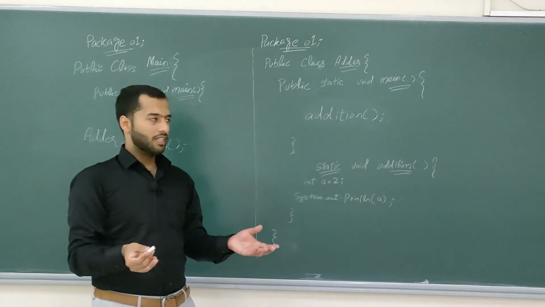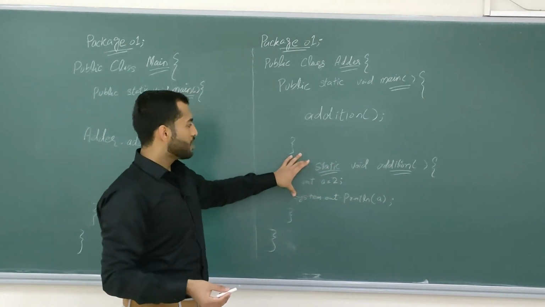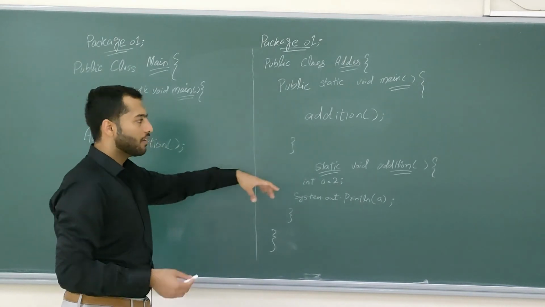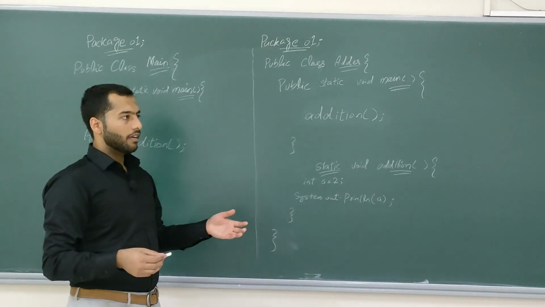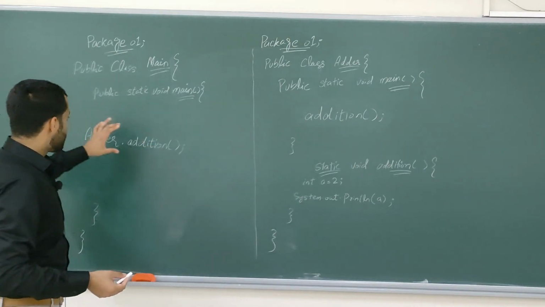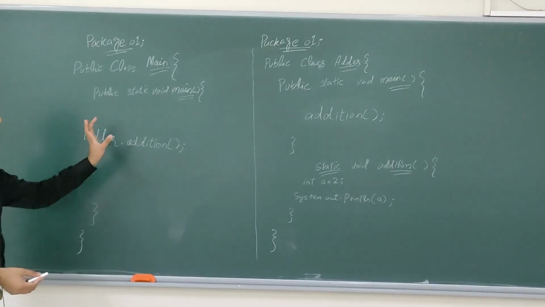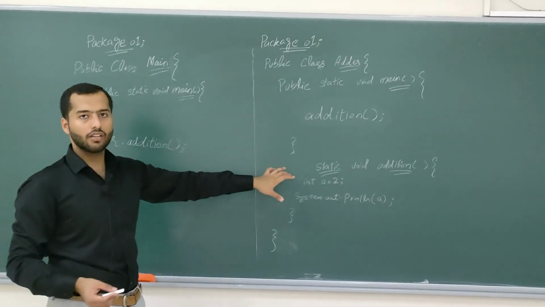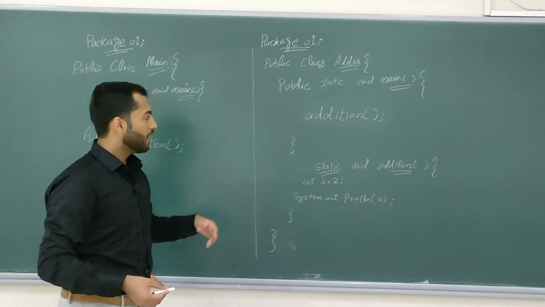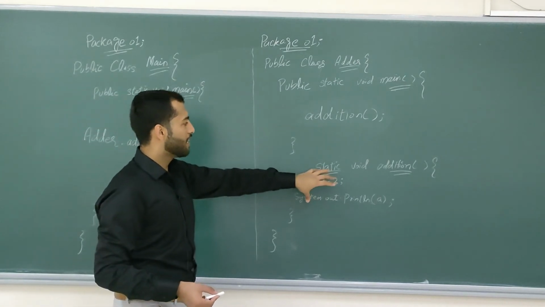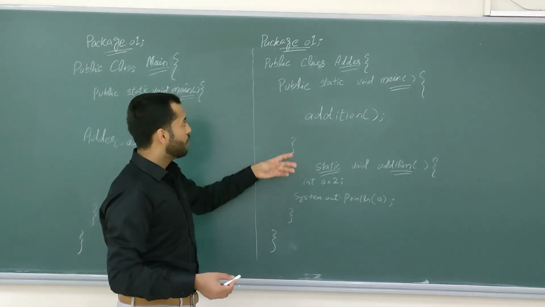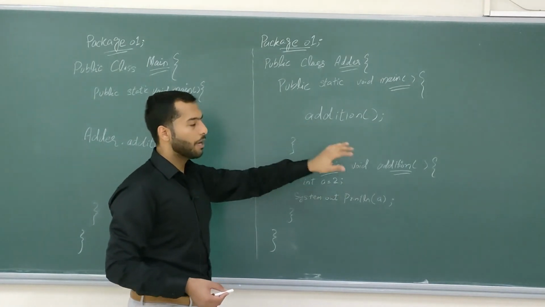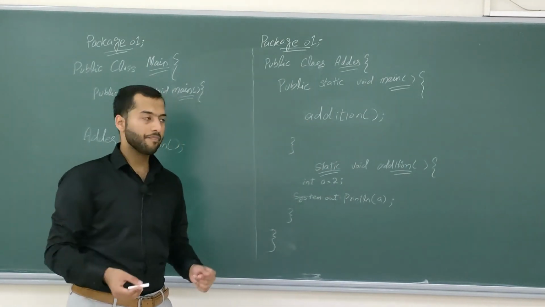So, to summarize this thing, if you have created something as static, and you want to access that method or that variable in a separate class, then you have to write the class name first, and then you can access that method or the property, you can say. But if you want to access the same static method within the same class, then you can simply write the name of that method and you can access it.